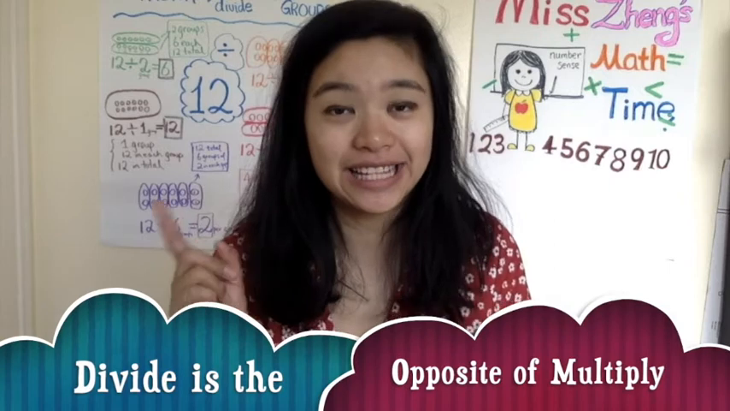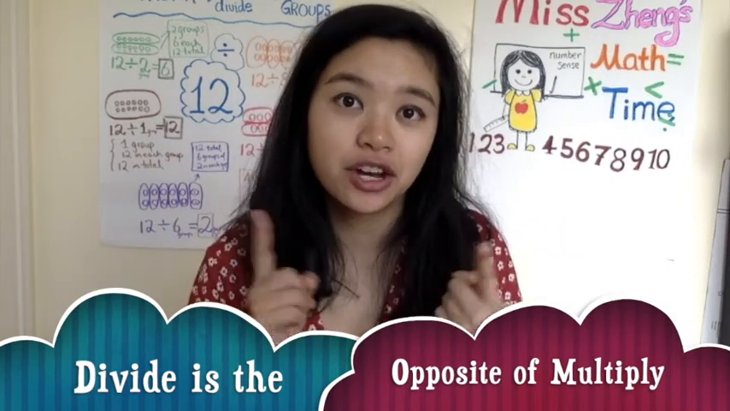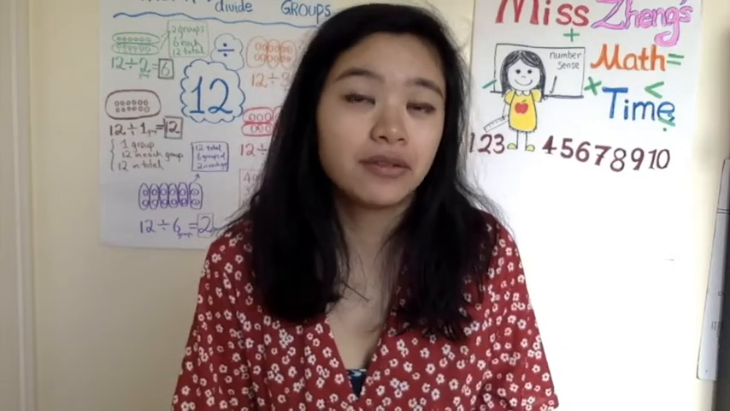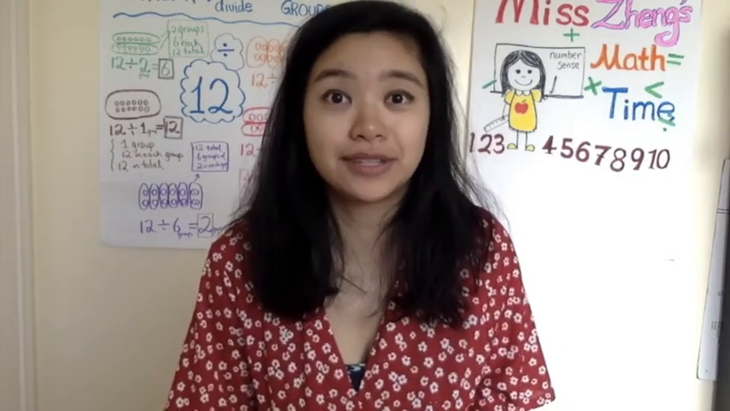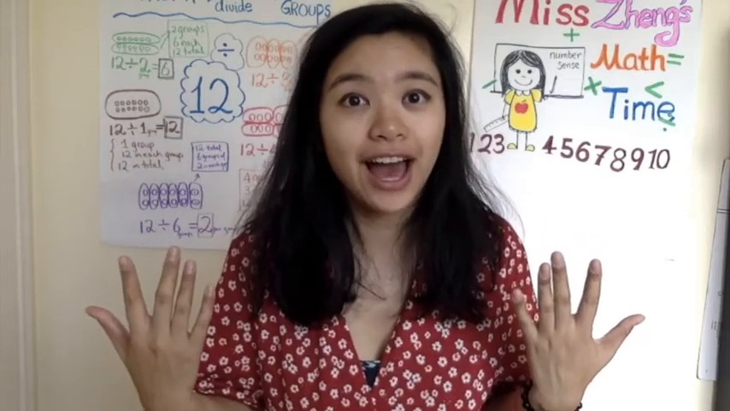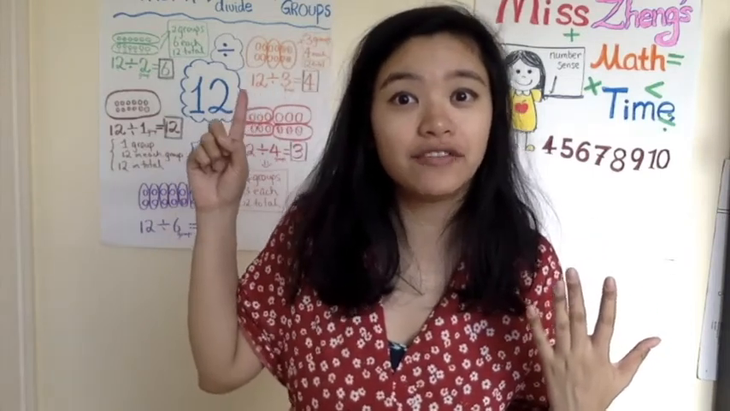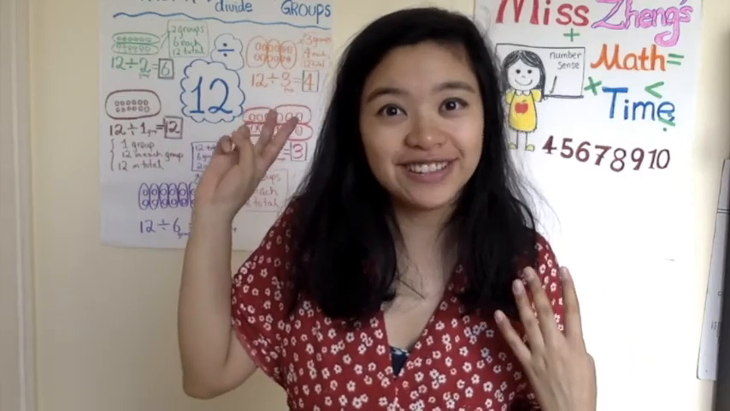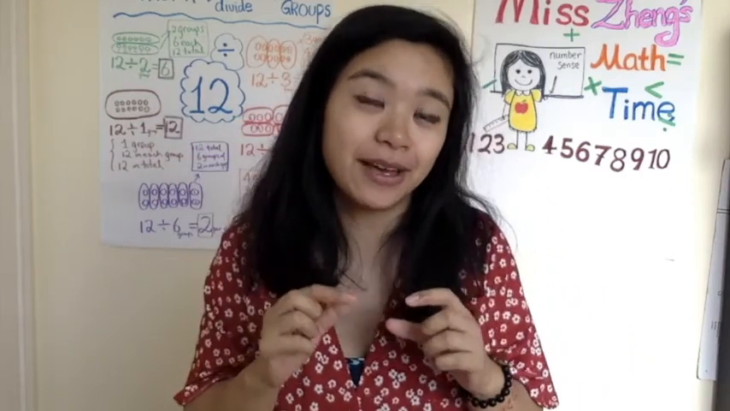Last week we learned about multiplication, and this week we're going to continue with its counterpart, division. Now, division and multiplication work like addition and subtraction. They are really the opposite of each other. When you talk about something like 3 times 4 equals 12, the opposite of that would be 12 divided by 3 equals 4. You see, the numbers are within the same fact family.